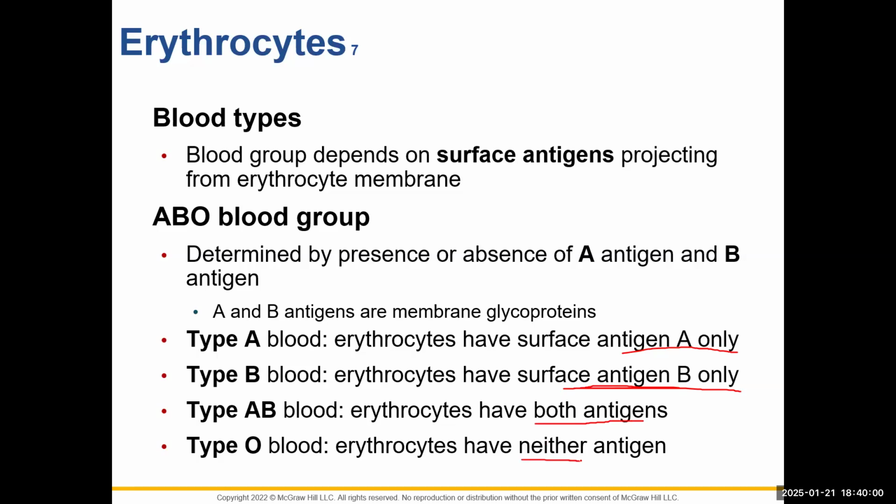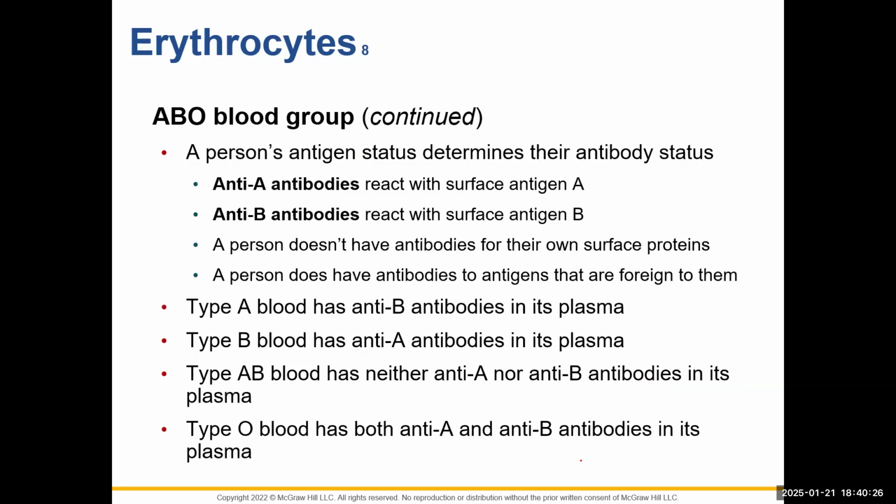How I remember type O is to think of 0, which means you have 0 surface antigens. So let me repeat myself. Type A means you have surface antigen A only. Type B means you have surface antigen B only. If you are AB, then you have both antigens. And if you are type O, you have neither. O, 0.